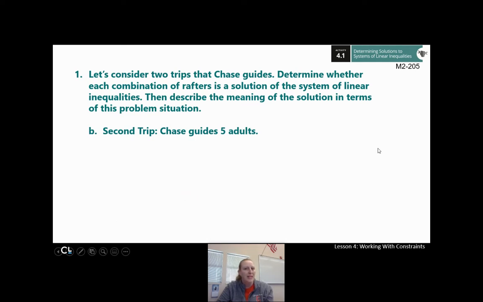How'd you do with B? So again, we have our system of inequalities here from our getting started activity. And remember, A does not equal 5. Chase is in the boat too. So Chase is guiding 5 adults, which means that A equals 6. And of course, C equals 0. There's no kids this time around.